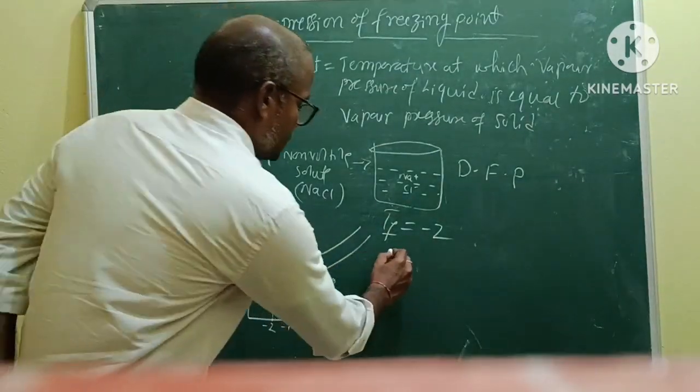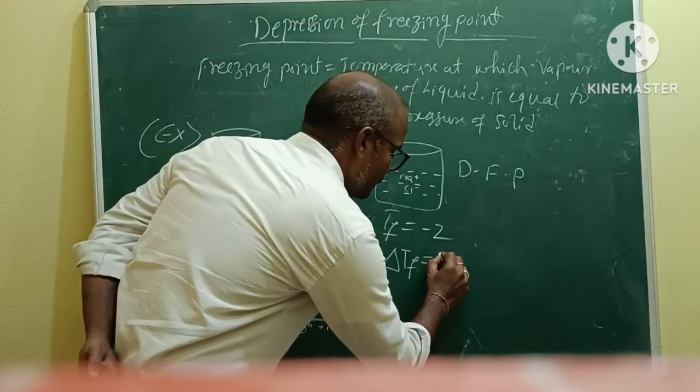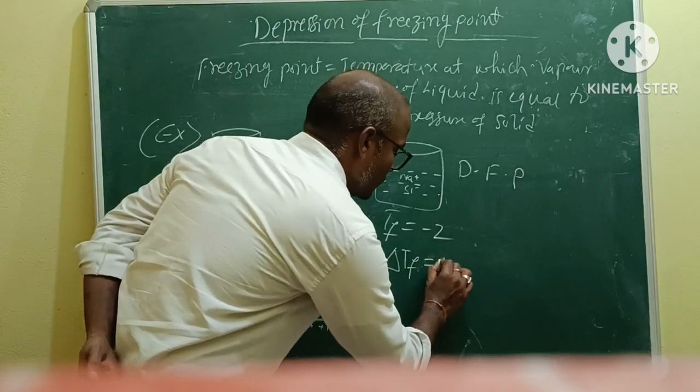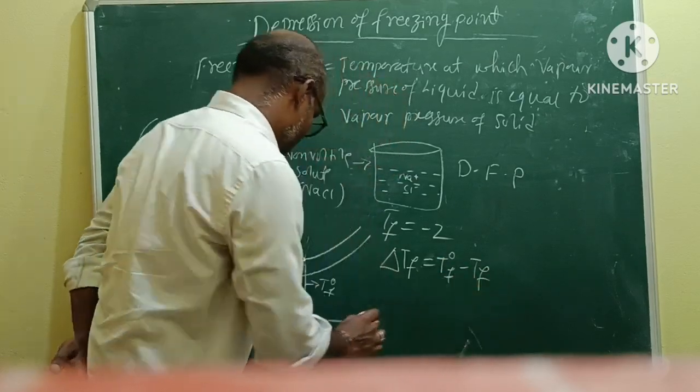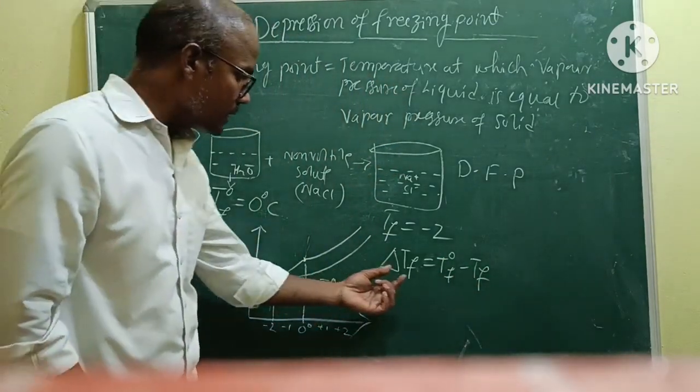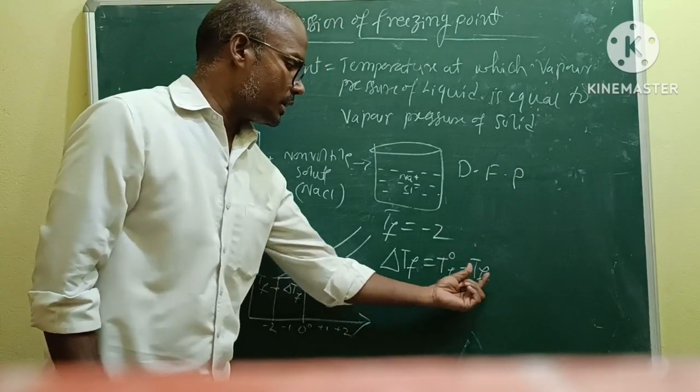So the change in freezing point, delta TF, is equal to T naught F minus TF. It means higher minus lower: higher freezing point minus lower freezing point.